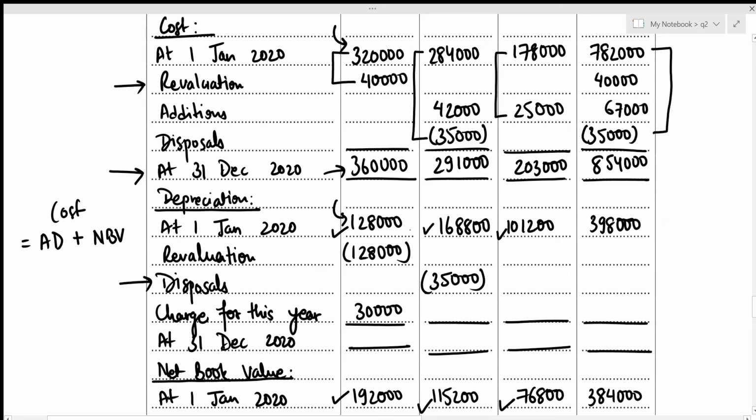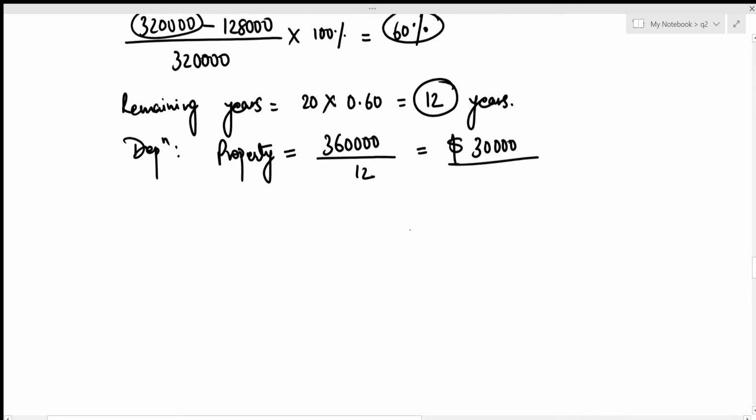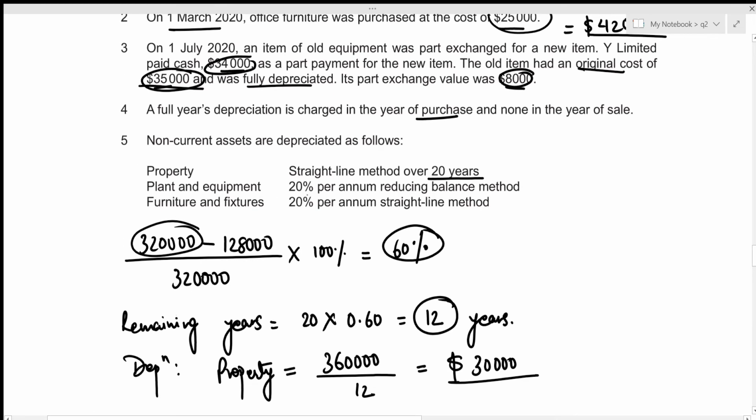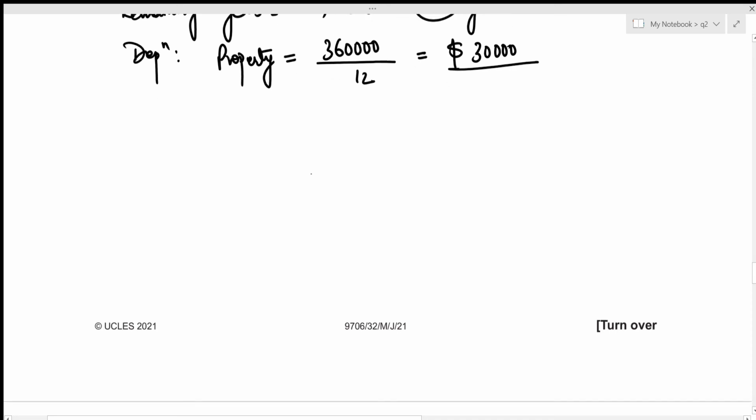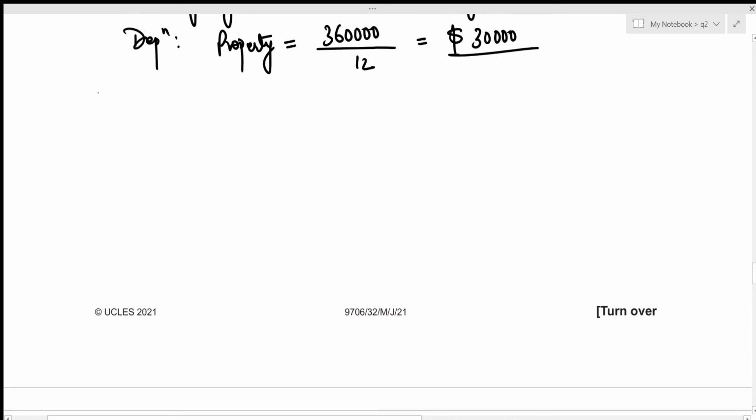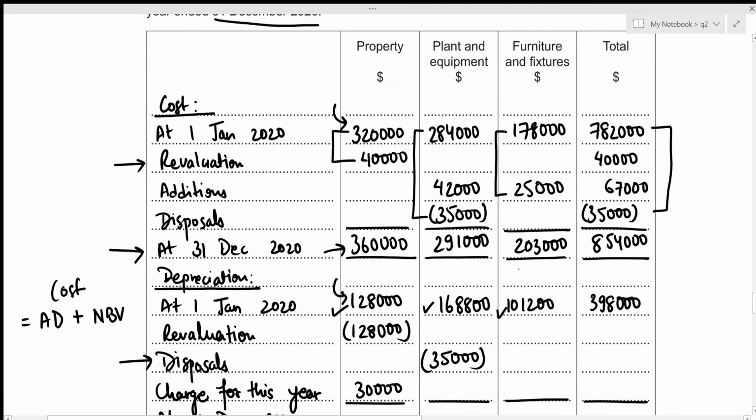Now we move towards figuring out the depreciation for plant and equipment. And we were told that for plant and equipment, we depreciate it at 20% per annum, reducing balance method, which means that we charge this rate of 20% to our net book value rather than the cost. So let's figure it out. That's going to be plant and equipment. And we already figured out the cost at the ending date, right? Which is right here. So that's 291,000.